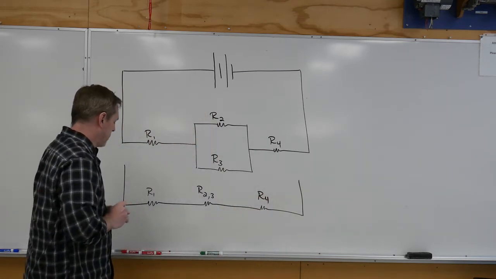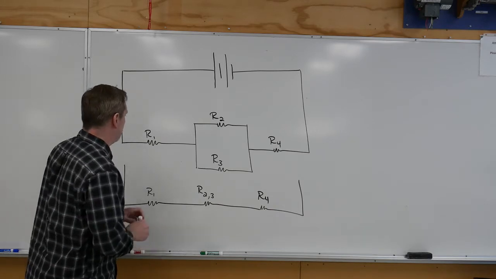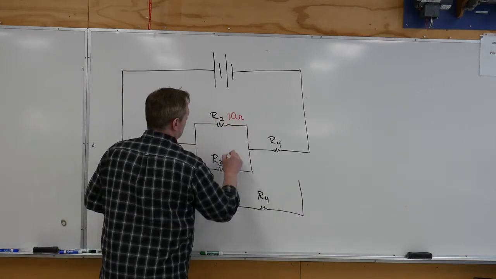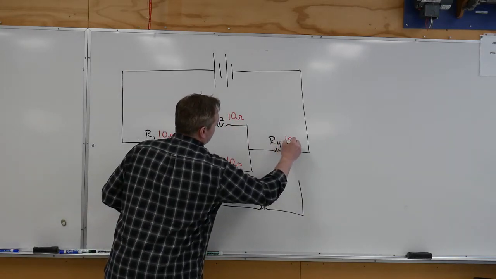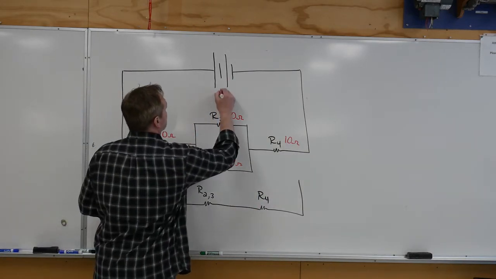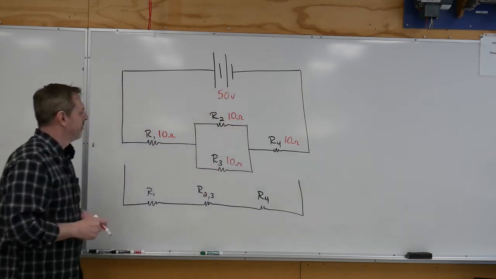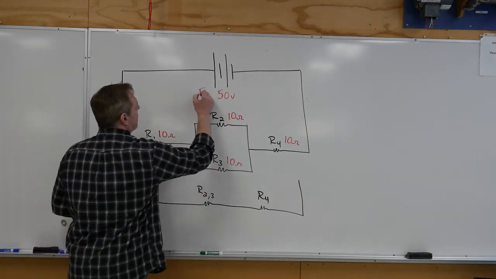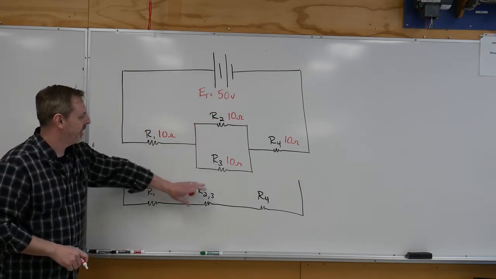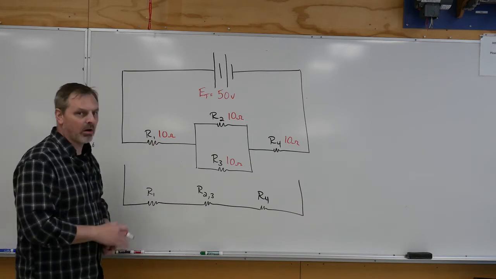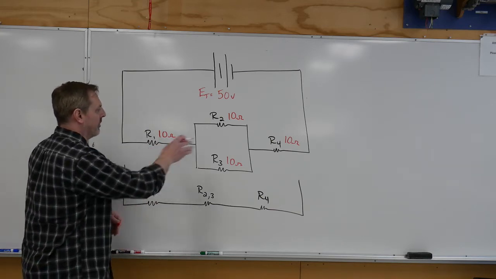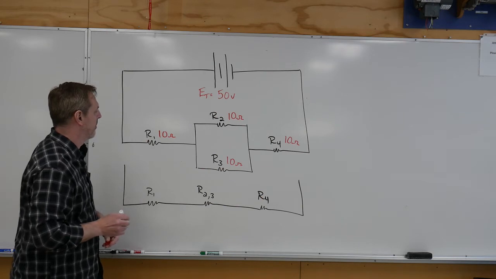All right? So solving one like this, if we gave some values, let's call them each 10 ohms. And I'm going to give a source voltage here of 50 volts. All right, so that's my E total. Now, we have to simplify the parallel portion in order to come up with an R total to solve for a total current, which will then allow us to solve for the voltage drops and the powers at each of these components.